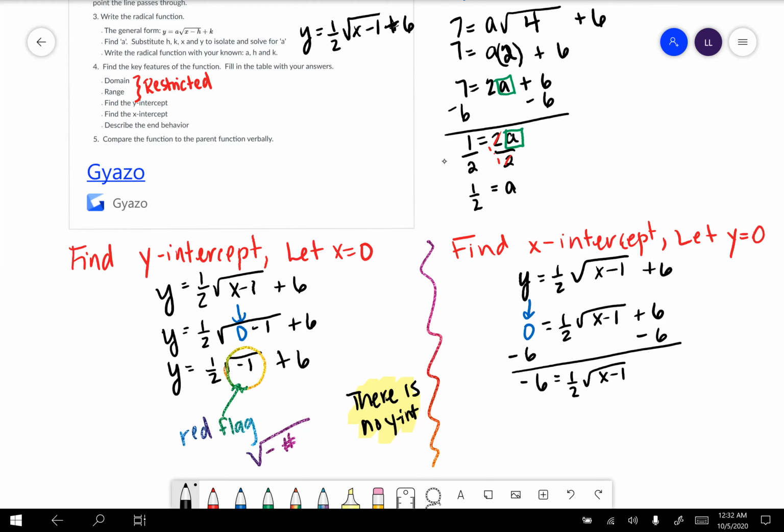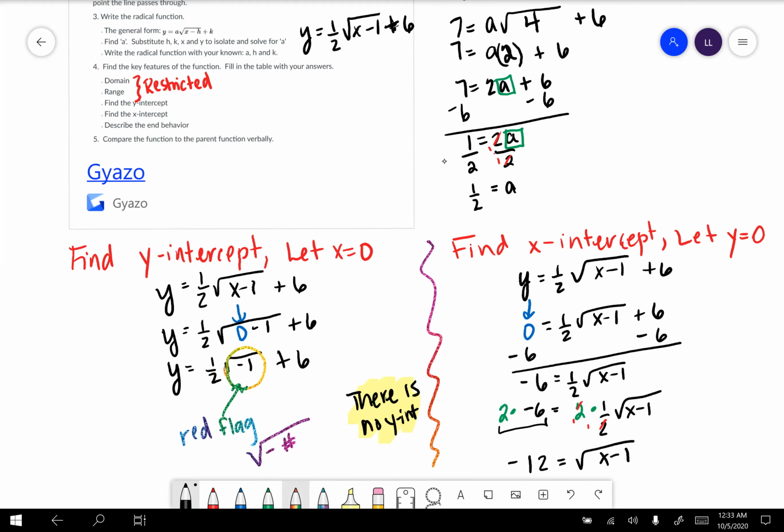I want to get rid of that fraction now so I can get that radical by itself. So I'm going to multiply both sides by 2, because 2 is the reciprocal of 1/2, and that's going to cancel it out. So 2 times, and 2 times over here. -6 is equal to 2 times 1/2 square root of x minus 1. This cancels and is equal to 1. So I end up with 2 times -6, which is -12, equal to the square root of x minus 1.